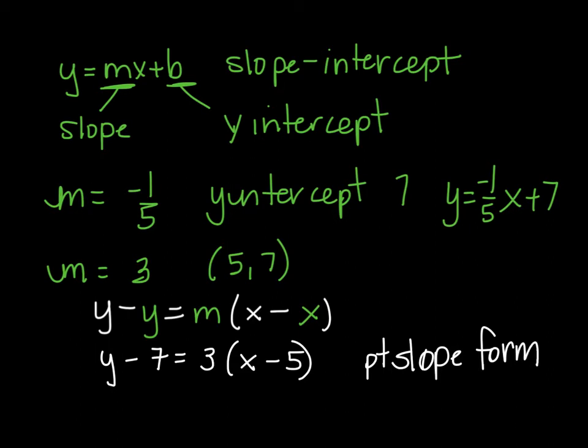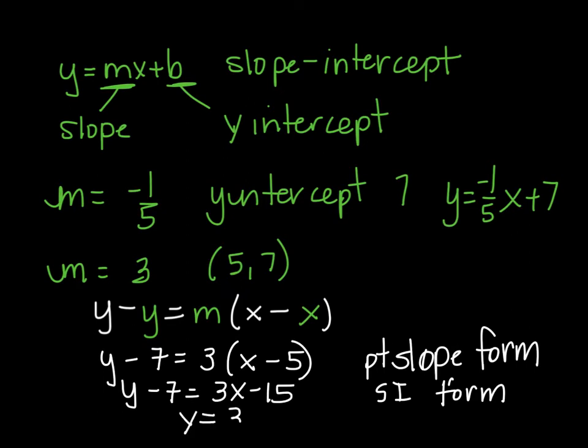If I was asked to put it in slope-intercept form, I would solve for y by distributing the 3 and adding the 7. Slope-intercept form, point-slope form.